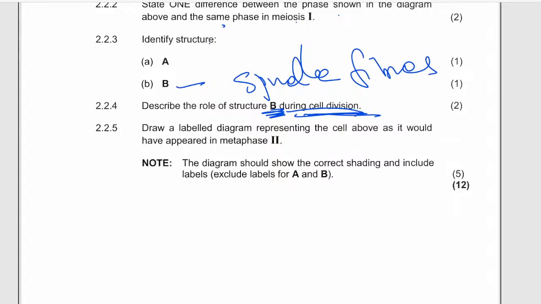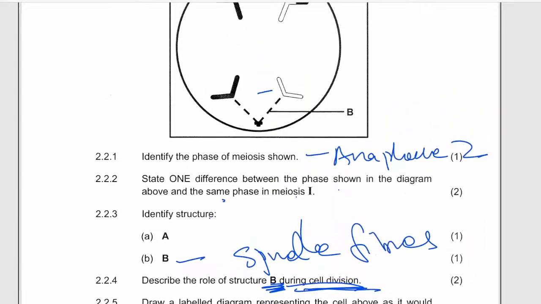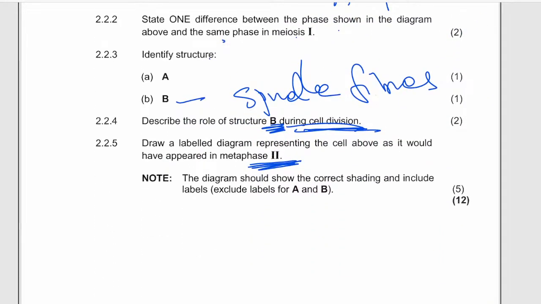Draw a labeled diagram representing the cell above as it would have appeared in metaphase 2. Metaphase 2. Now, guys, this time they made it clear for you, but in most cases they don't make it clear. They made it clear and said to make sure you have the correct shading.